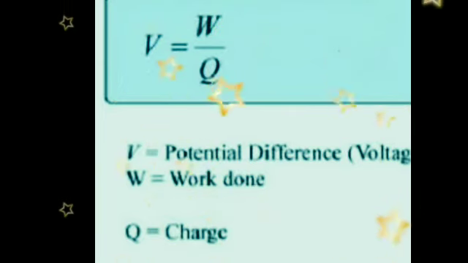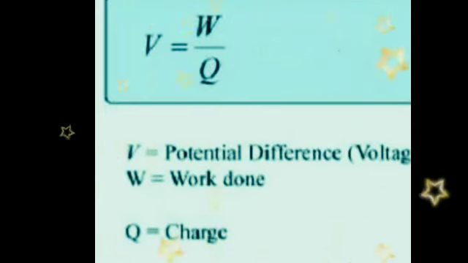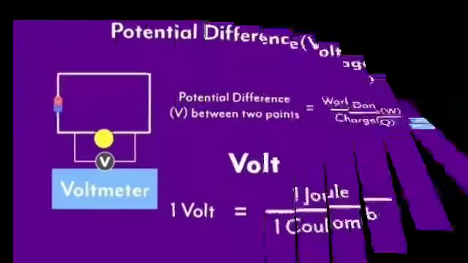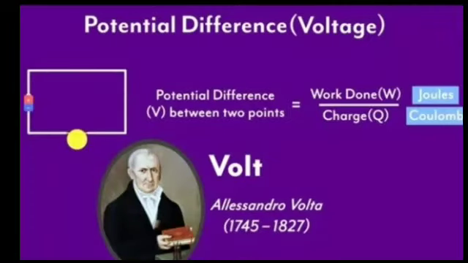Potential difference is measured in volt, work done is measured in joule and charge is measured in coulomb. Therefore, 1 volt is equal to 1 joule divided by 1 coulomb. The unit of potential difference in the SI system is volt. The Italian scientist Alessandro Volta constructed the first electric cell. The unit of potential difference is named volt in his honor.